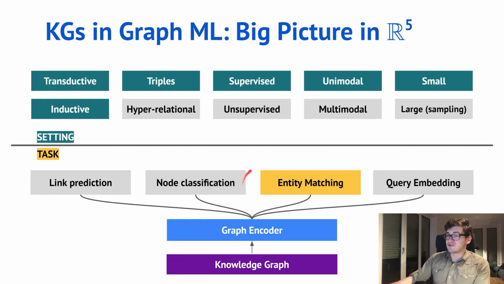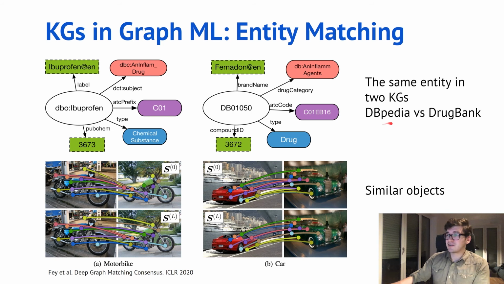Then we can go and see entity matching. Entity matching exists for transductive and inductive setups, and currently also in the triple setup for supervised unimodal. Entity matching is about mapping entities from different graphs. So in different knowledge graphs, for instance, you can have the same drug, but described differently.